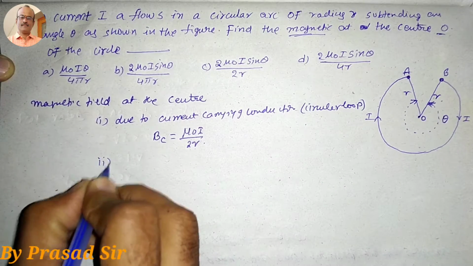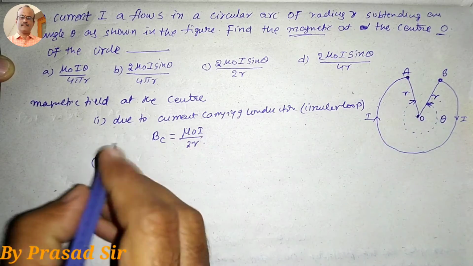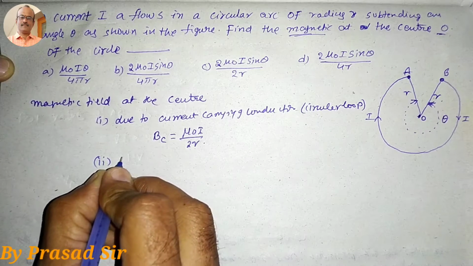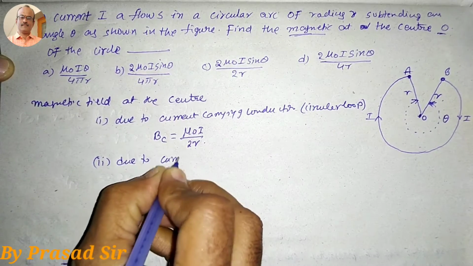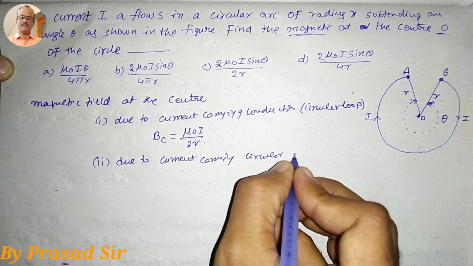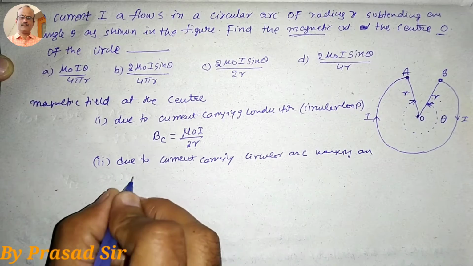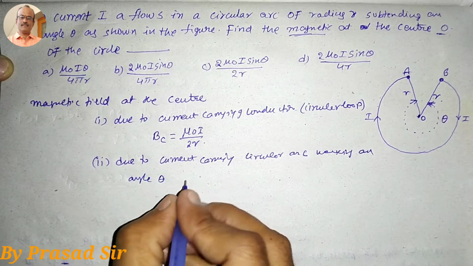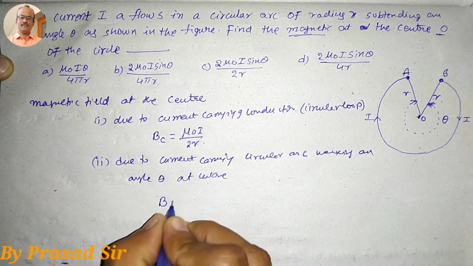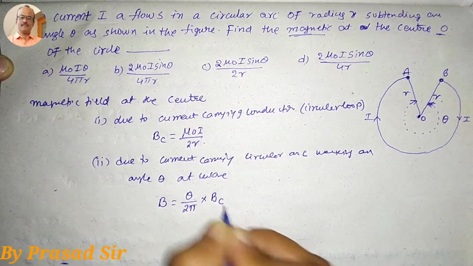Then afterwards, second, what is that here? Due to a current carrying wire, the magnetic field is due to a part that makes a certain angle, no? So that's why second one, due to a current carrying circular arc making an angle theta at center. What happens in this case? B is equal to theta divided by 2 pi into magnetic field at center.